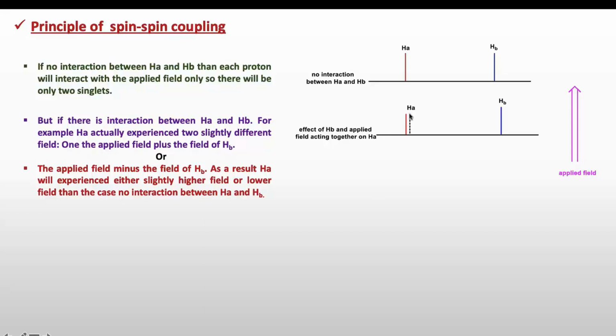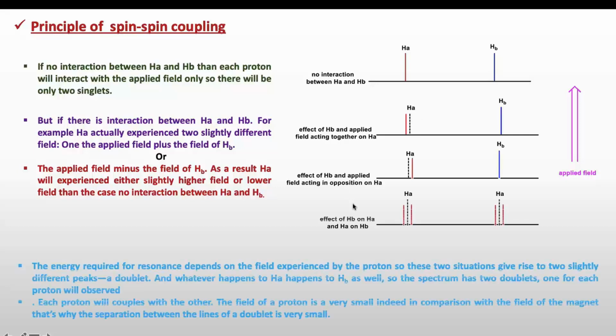In another case, Hb can be in the opposite direction of the applied field. In this case, the field experienced by Ha will be the applied field minus the magnetic field of Hb. In this case, the chemical shift for Ha will slightly decrease. So finally, Ha will be visible as a doublet because there is a slight magnetic field generated by Hb, so there will be a very small difference between these two peaks of the doublet.